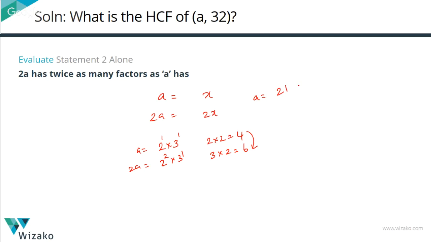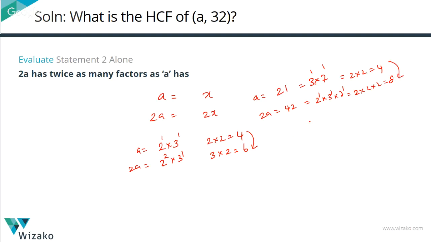If A is equal to 21, which does not contain even a single 2 in it. So 3 into 7 is how it prime factorizes. Number of factors for this number, increment the powers by 1. It's going to be 2 into 2, which is equal to 4. Now 2A is going to be equal to 42, which is equal to 2 power 1 into 3 power 1 into 7 power 1. Now increment the powers, it becomes 2 into 2 into 2, which is equal to 8.